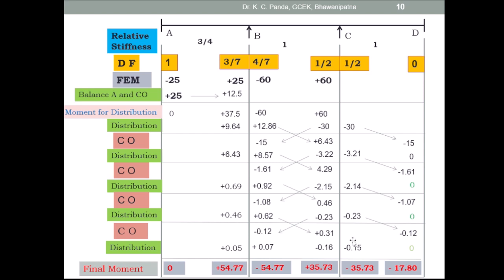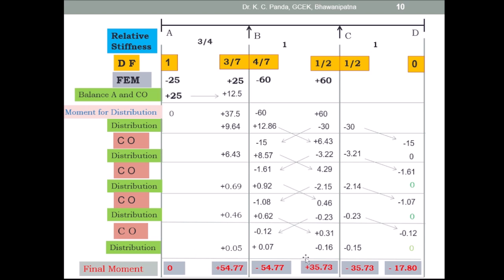This is the carryover. Then again you go for the balancing the moment at joint B, C, D. So here the unbalanced moment at joint B is minus 0.12, balance the moment by multiplying with the distribution factor and put this side the moment is 0.05, and minus 0.12 into 4 by 7, and you have to put in opposite sign this side plus 0.07, and at the joint C the unbalanced moment 0.31, and multiply this moment with this distribution factor and put here in opposite sign minus 0.16 and 0.31 into half and put in opposite sign, that is minus 0.15, and here this is the unbalanced moment at joint D. This into 0 is equal to 0.